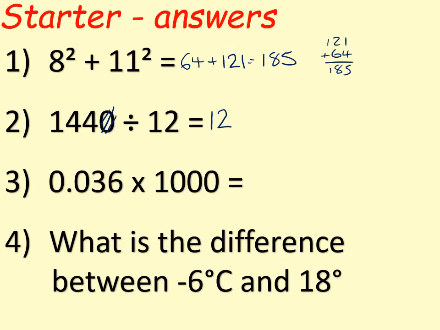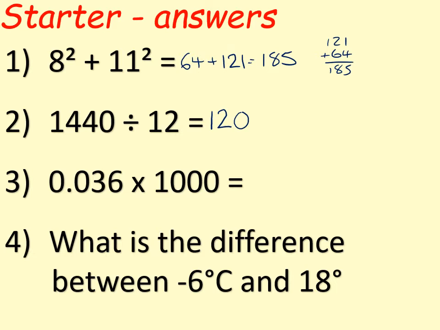What do we need to do now though? We divided by 10 to lose that 0. Now we need to bring that 0 back by multiplying by 10. So that's got to come back on. So 120 is our answer, 1440 divided by 12. And if we did the inverse to check, 12 multiplied by 120, we would have 1440.